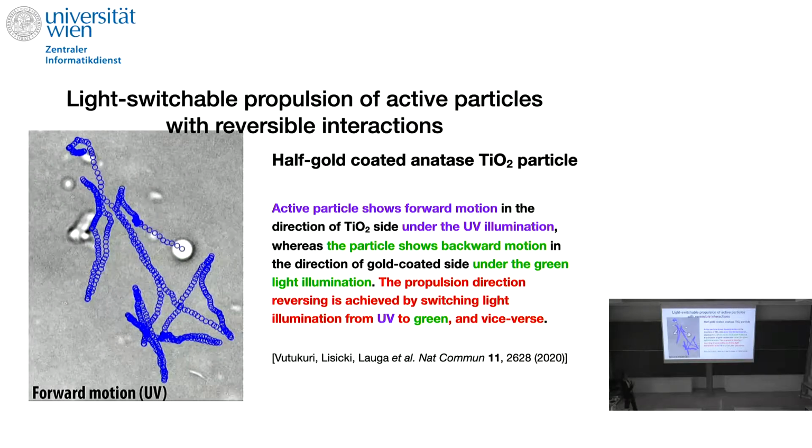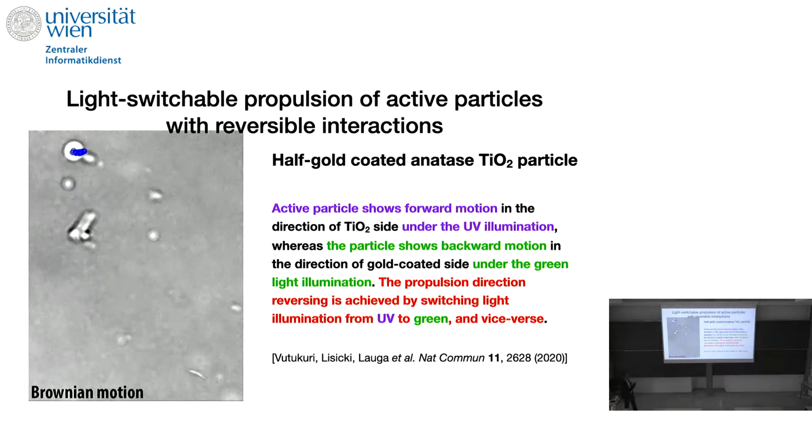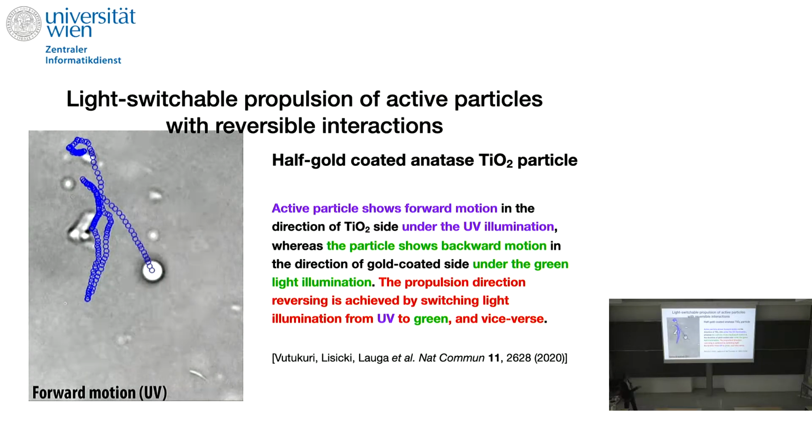So this is like a Brownian motion because the light is off. And then if you shine the light, it says this is like a Brownian motion, and then it's going in one direction, and then it suddenly changes the direction because you have decided to change the light.